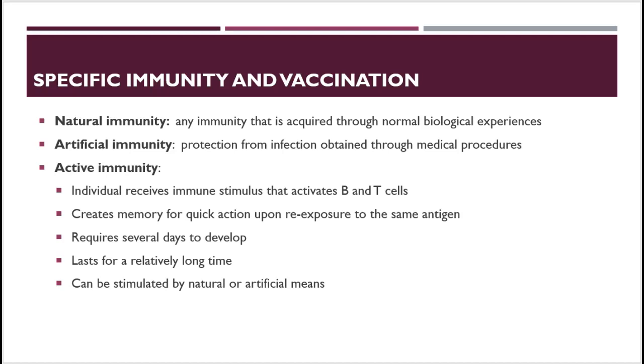Active immunity requires several days to develop, and it lasts for a relatively long time depending on the nature of the antigen, and it can be stimulated by natural or artificial means. So active immunity can be stimulated through an active infection, but it can also be stimulated through artificial methods like vaccination.